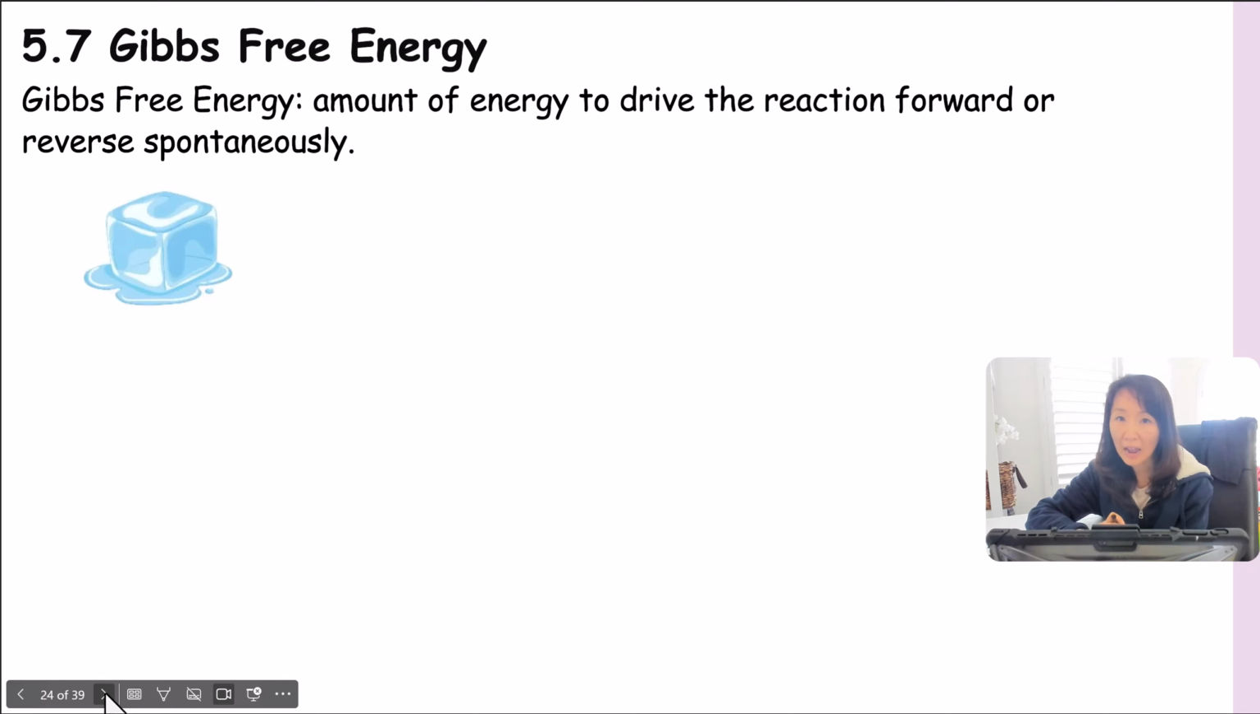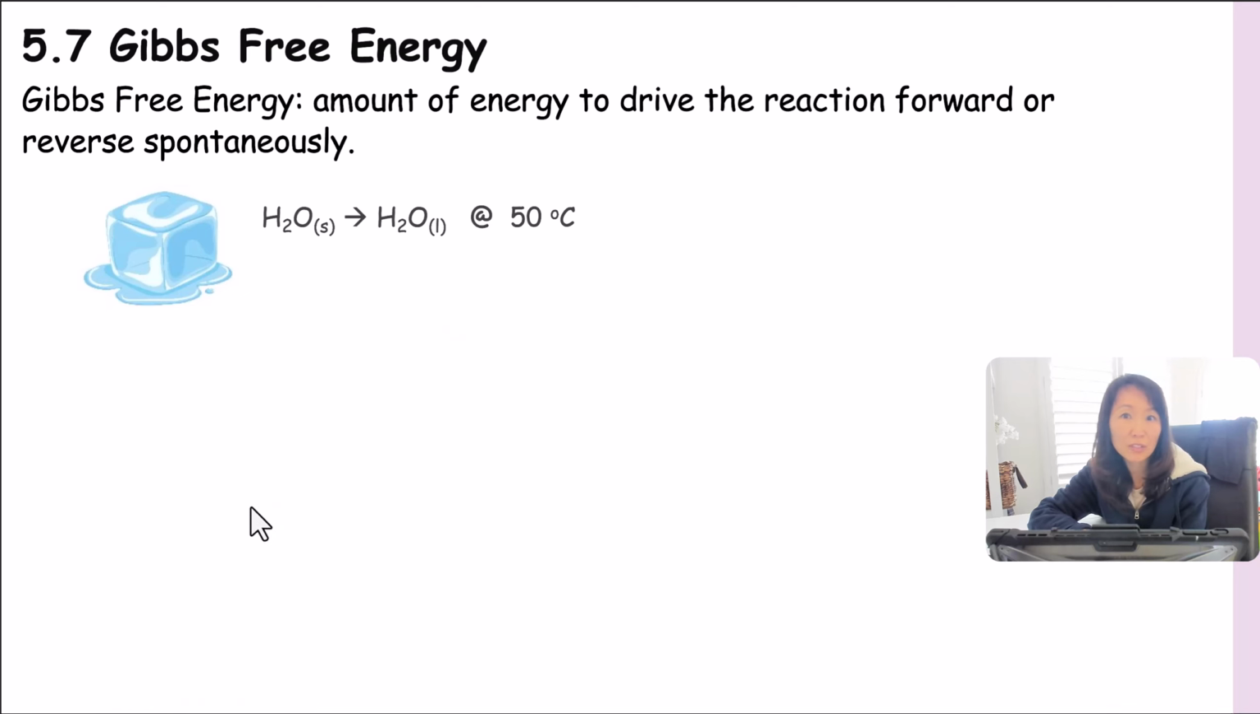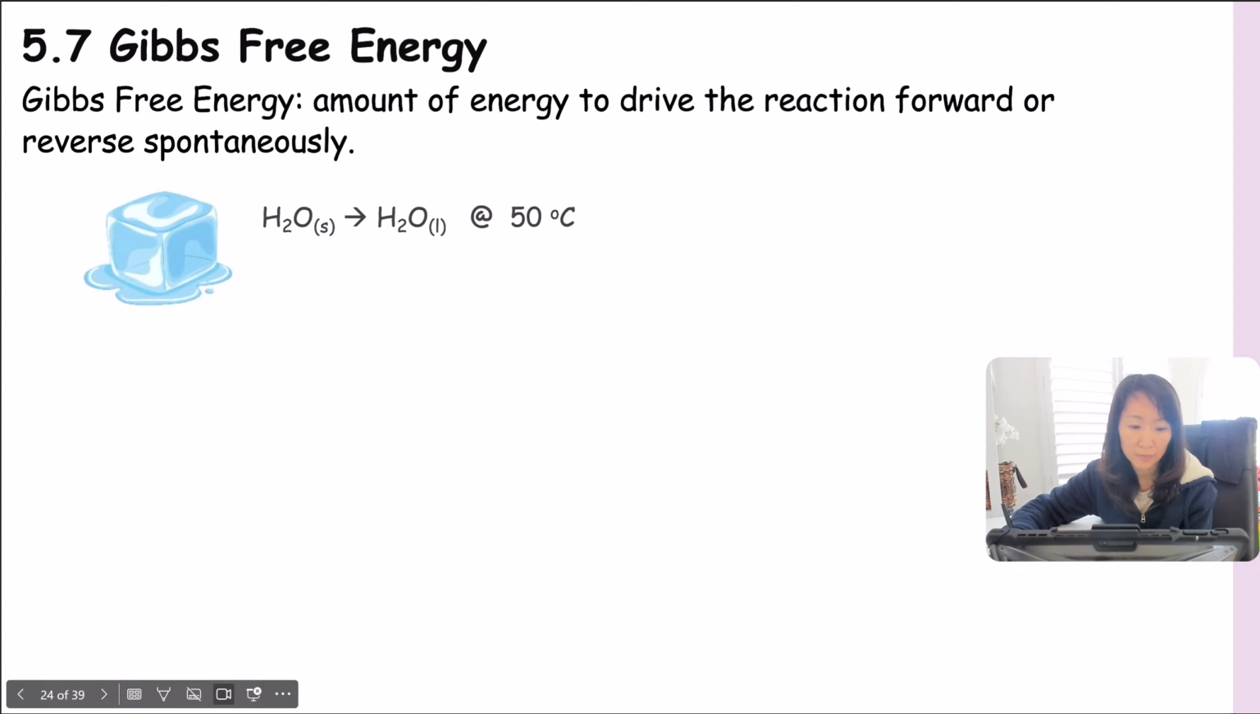So here I have a block of ice, and say this block of ice, which is a solid, is left out there at 50 degrees Celsius. Will it melt? Yeah, 50 degrees Celsius is pretty warm, so it will melt, and that happens naturally. In other words, we can say that this happens spontaneously. So this is a spontaneous reaction.